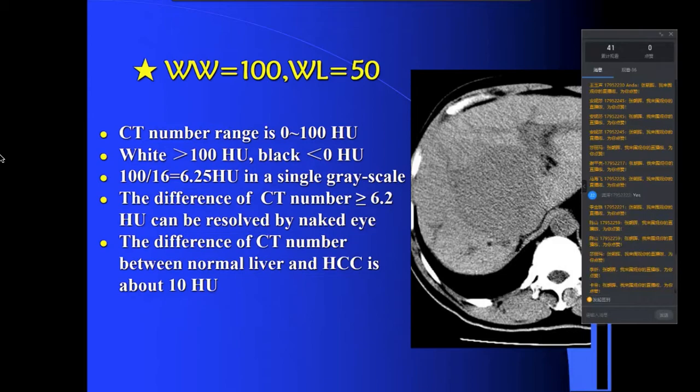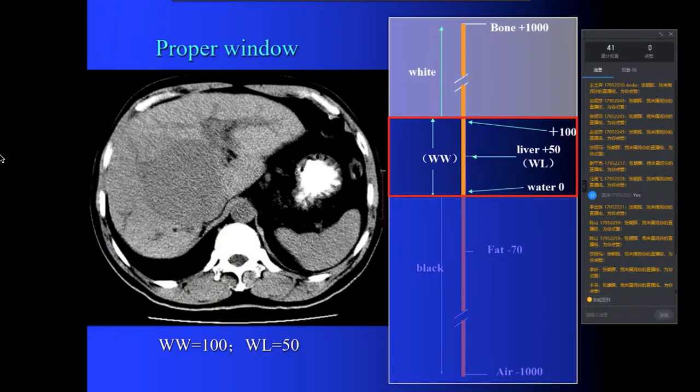A difference in CT number of more than 6.25 Hounsfield units can be resolved by naked eyes. The difference in CT number between normal liver and HCC, hepatocellular carcinoma, is about 10 Hounsfield units. Therefore, in this image, we can find HCC and differentiate it from normal liver tissue. So the proper window width and window level for the detection of HCC on plain CT images are 100 Hounsfield units and 50 Hounsfield units respectively.